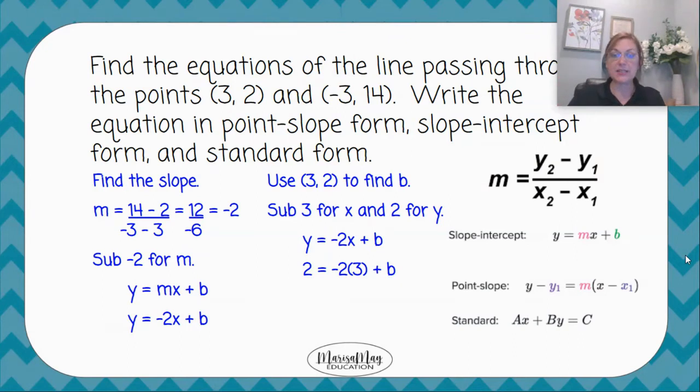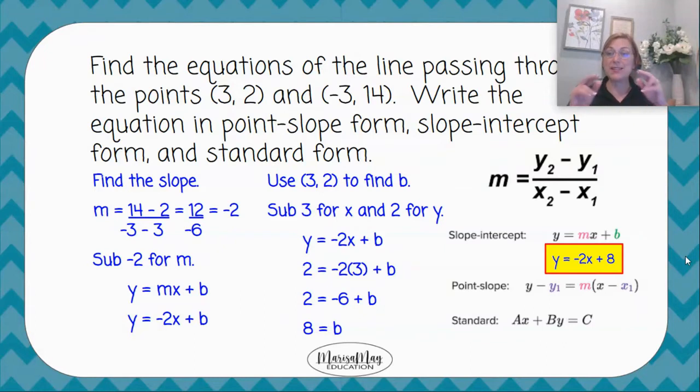And now let's go ahead and simplify. So negative 2 times 3 gives me negative 6. So if I add 6 to both sides, I get that b is 8. So now I'm going to take my equation and replace the b with an 8. And my slope-intercept form is y equals negative 2x plus 8.